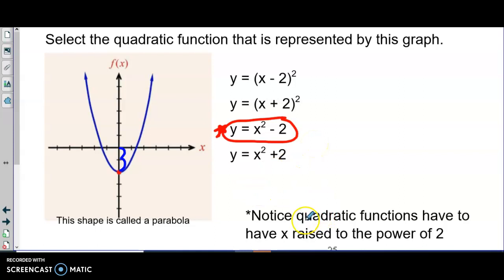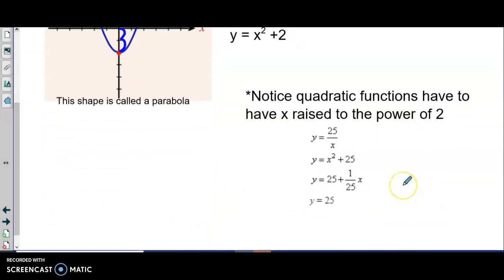And a couple of things that you need to know. A quadratic function does have a power of 2, and the shape of this graph is called a parabola. So that's just a bunch of other math knowledge that you'll need to know as you're reading through the test.